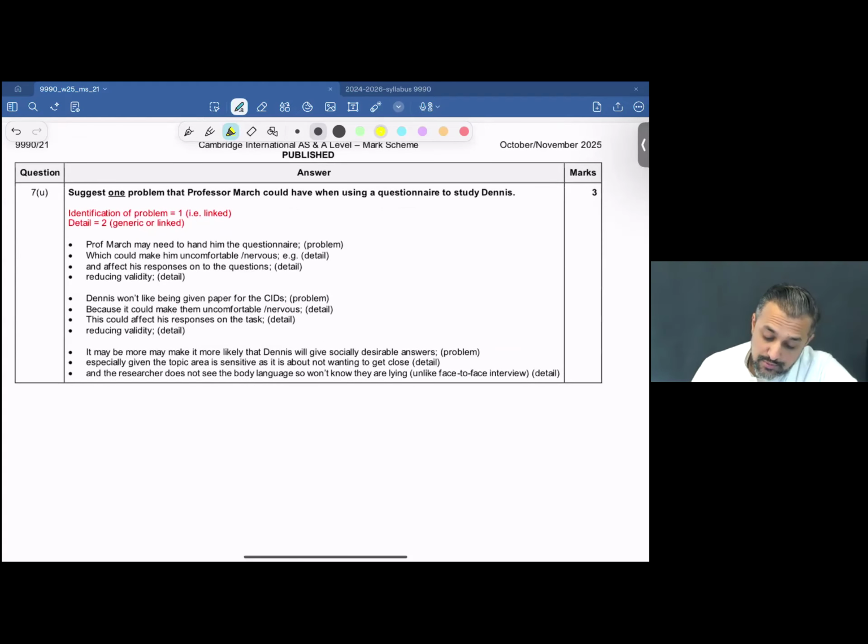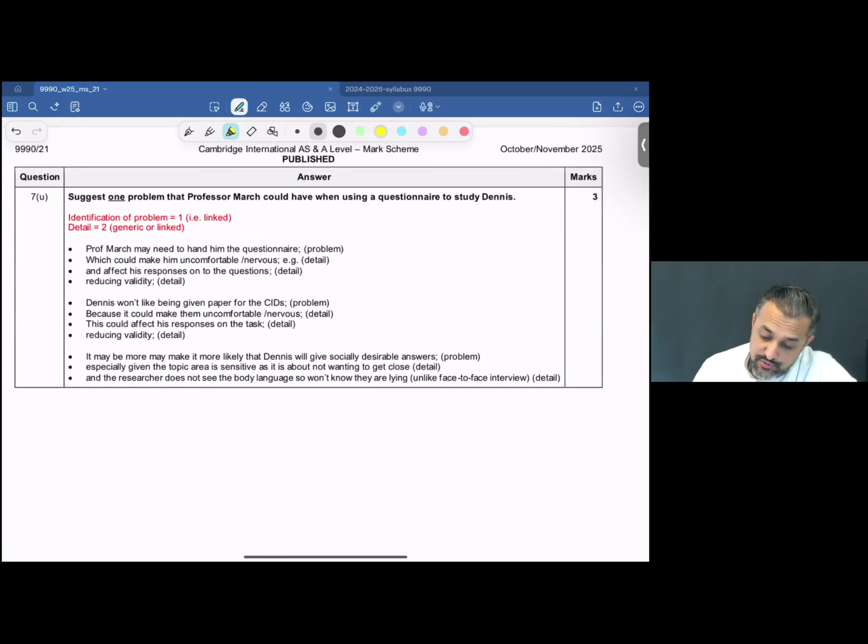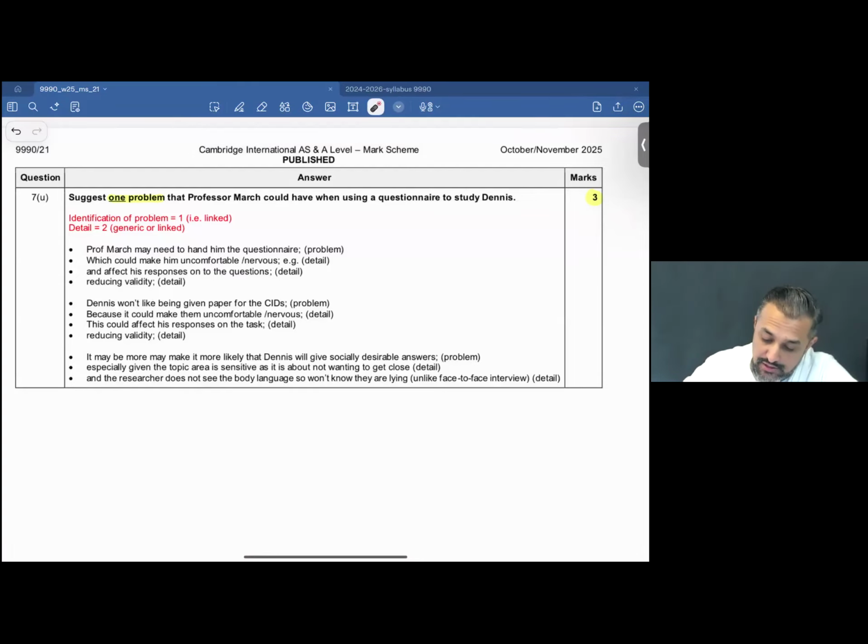Suggest one problem that Professor March could have when using a questionnaire to study Dennis. Again, one problem, and this is a 3-mark question. Now, this is a question I like. In a question of this sort, a popular mistake that I see many students making is they end up gaining just 1 mark out of 3. Why is it that this happens?